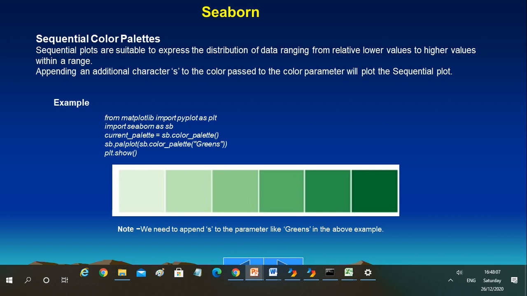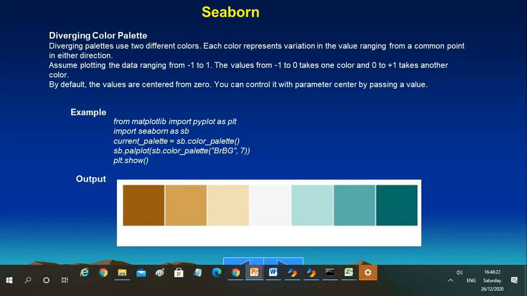So we need to append an s, because if you simply give green, then only one color will appear. But if you give greens, that means you want the various shades of the green color, as in the above example. So this is how you can do it.